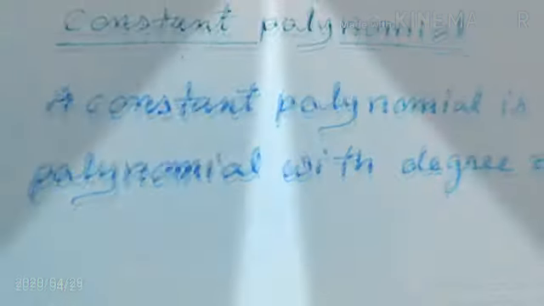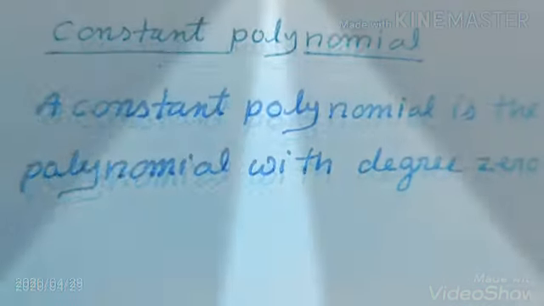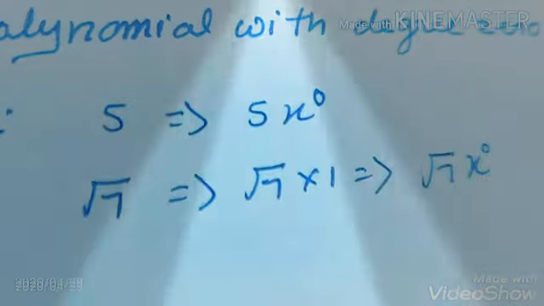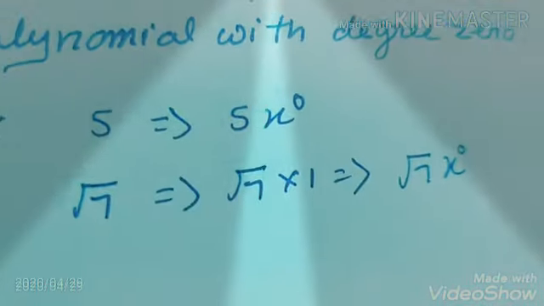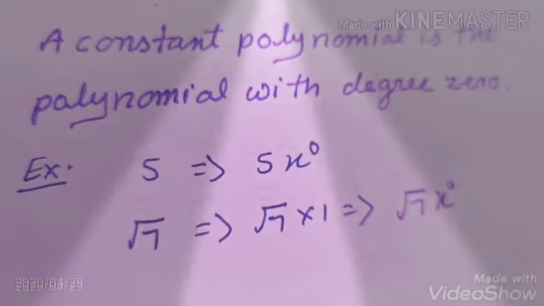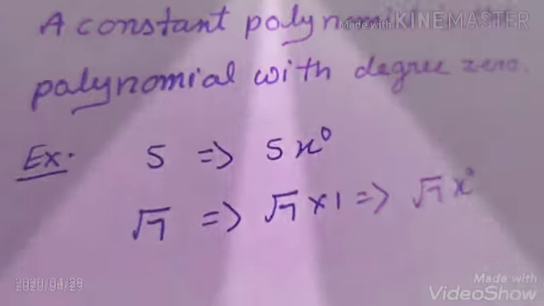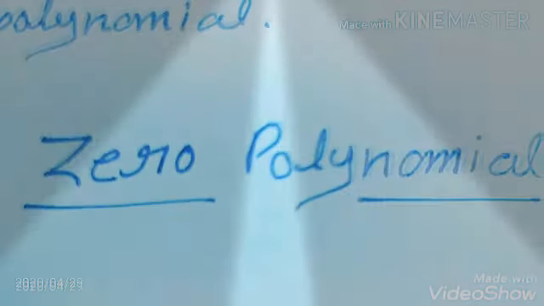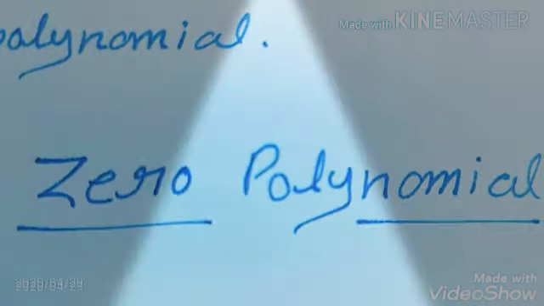What is a constant polynomial? A constant polynomial is the polynomial with degree 0. For example, 5, that you may say 5 into 1, 5 into x raised to the power 0. Root 7, that is root 7 into x raised to the power 0, and so on. So in other words, we can define constant polynomials as every real number is a constant polynomial. Now let's proceed to our main topic, zero polynomial. So what is zero polynomial?